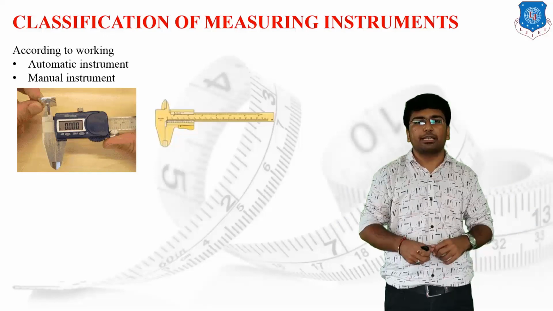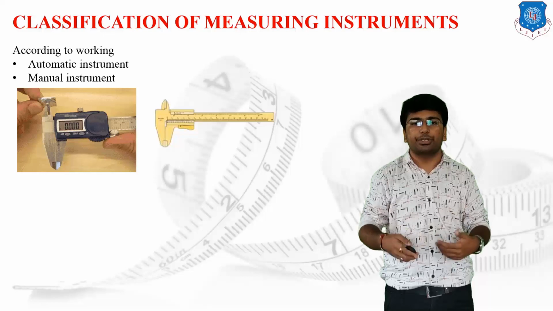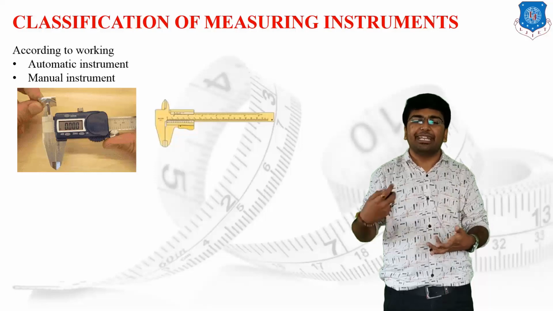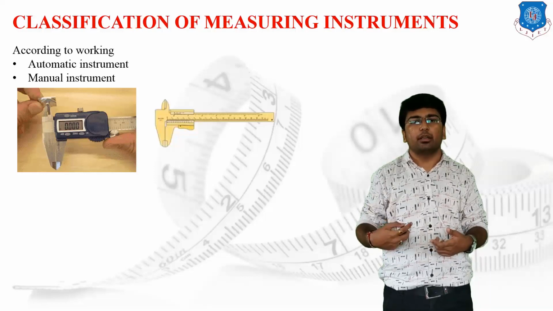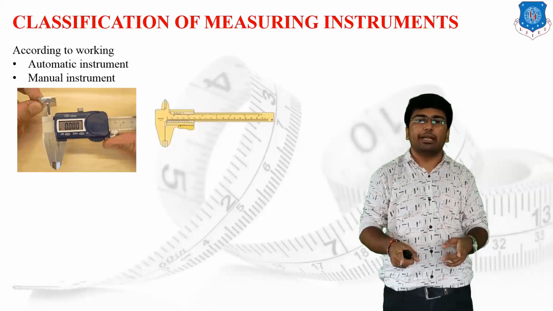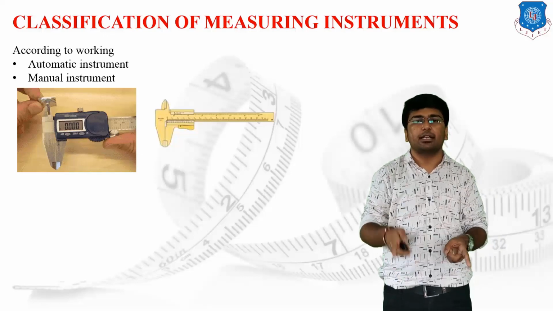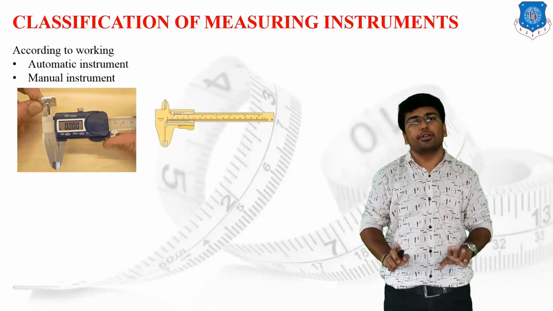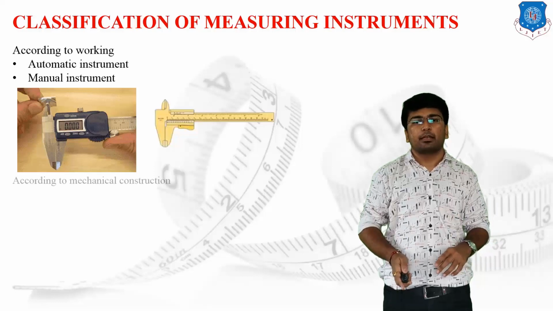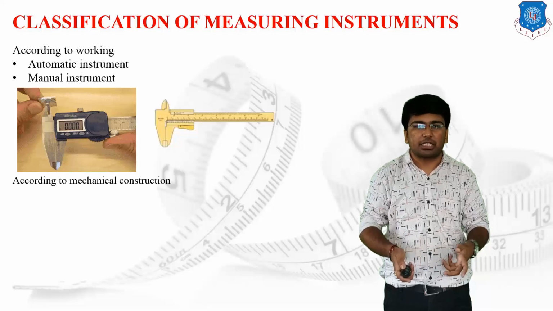So this kind of instrument is known as a manual instrument, or we can say the instrument whose reading is taken by using some manual corrections. So I have taken the same instrument in different categories. The first one is the automatic instrument, the second one is the manual instrument, though both are vernier calipers only. The next classification of the measuring instrument is based on the mechanical construction.